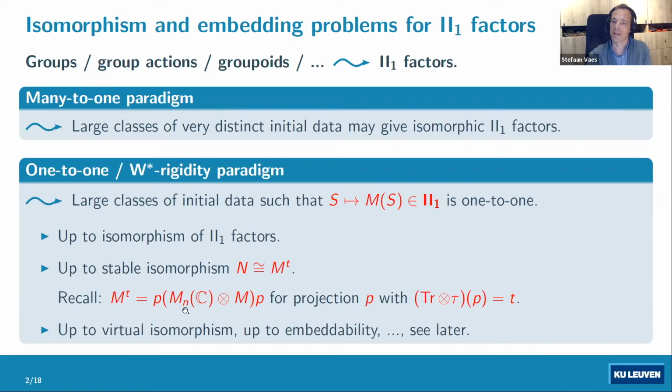But then we can take in n by n matrices a projection which has precisely trace t, where t is any positive real, and we can take that corner of these n by n matrices, and in that way define M to the power t, which we will see appear a few times. And this is really well defined. I mean, essentially up to isomorphism, it doesn't depend on the choice of this idempotent. Okay.